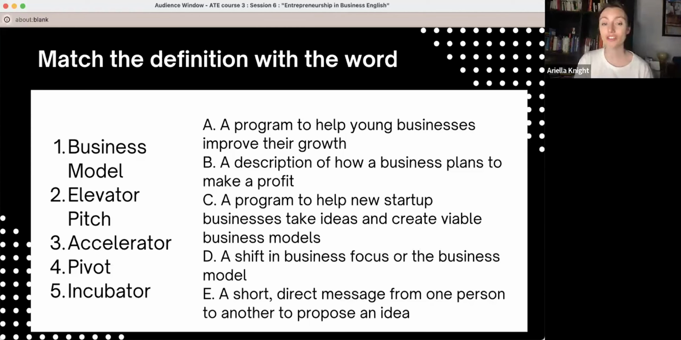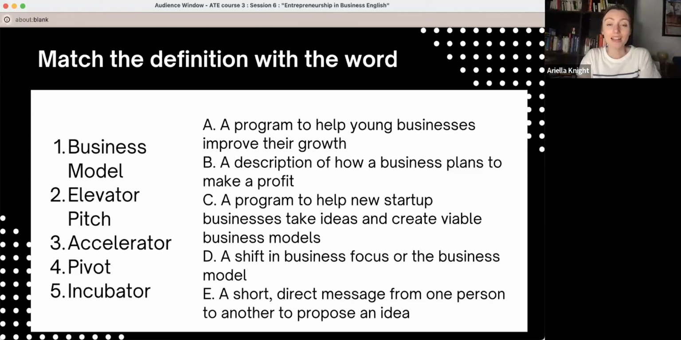An elevator pitch is a short, direct message from one person to another to propose an idea. It's probably confusing that it says message because it sounds like maybe it's an email, but in fact, it's just a message given orally, either in the form of a presentation or in a kind of an informal networking scenario where you meet someone and you just give an elevator pitch. Hey, I have this idea, I have this business, and this is what we do. And you have 1 minute to kind of explain exactly what it is you do and maybe ask for their time or a follow-up meeting or something.